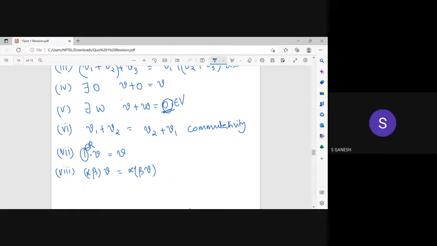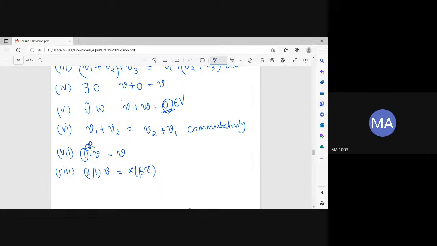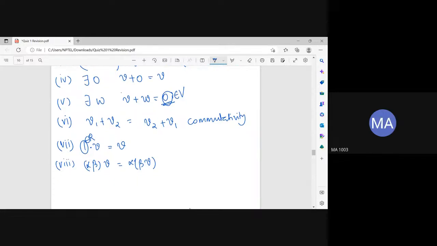Ma'am, suppose the other axioms are not satisfied, this seventh one will always be satisfied, right? We cannot ignore it, but it is one of the axioms. If you redefine your scalar multiplication, something like this, then 1 times (x, y) is going to give you (x, 0). You choose any non-zero y, it's not going to be satisfied.